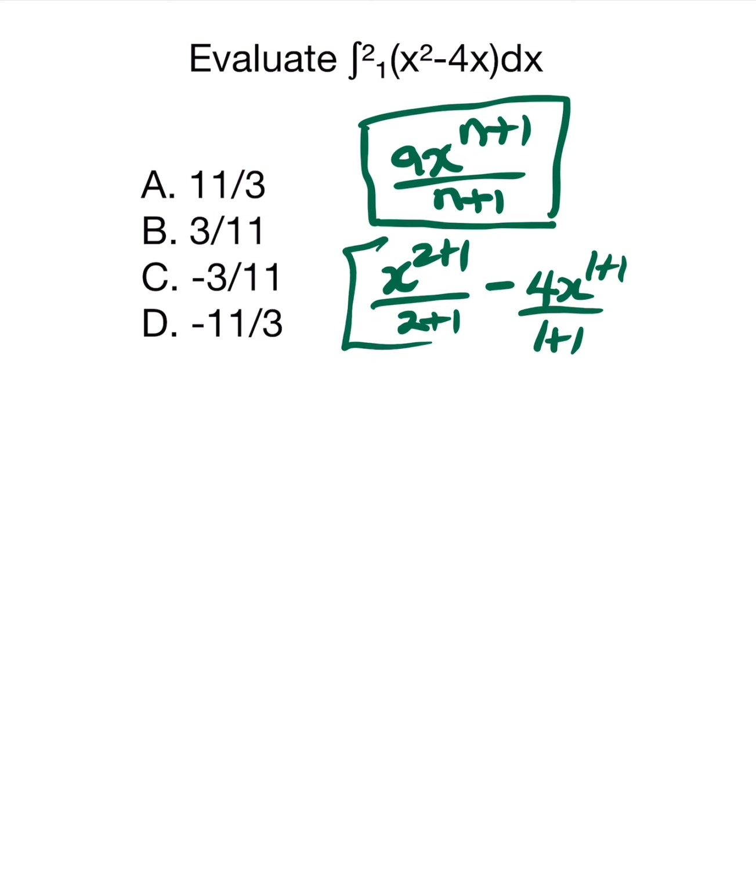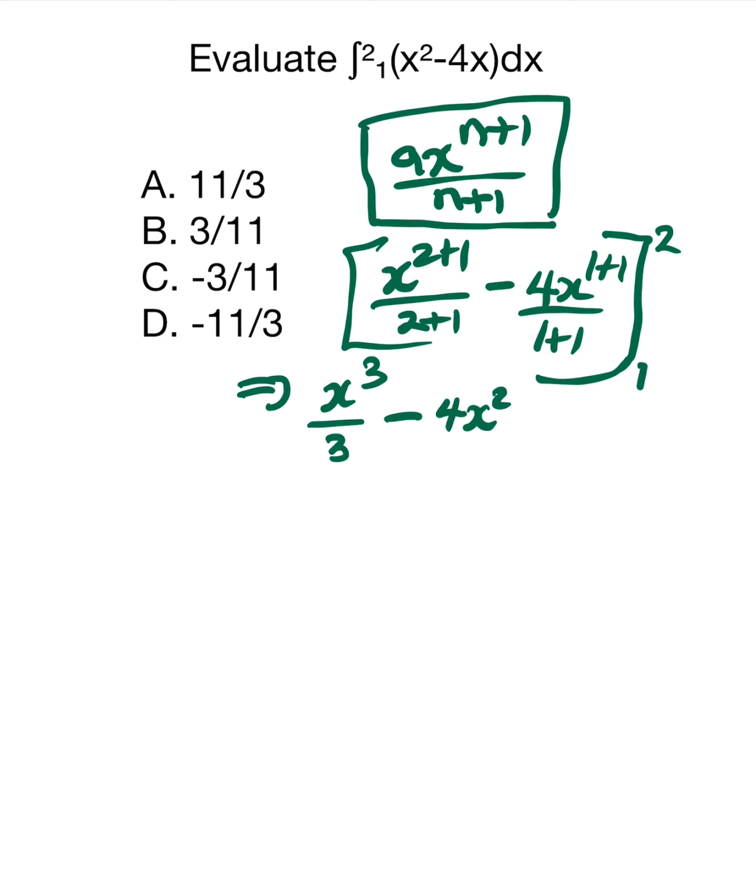Then all raised to the power, the upper limit is 2, the lower limit is 1. So simplifying this expression further, I'm going to have x raised to the power of 2 plus 1 giving me x raised to the power of 3 divided by 3, minus 4x raised to the power of 2 divided by 2. And remember that 4 over 2 is actually 2.